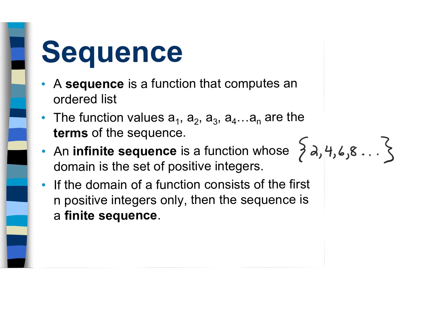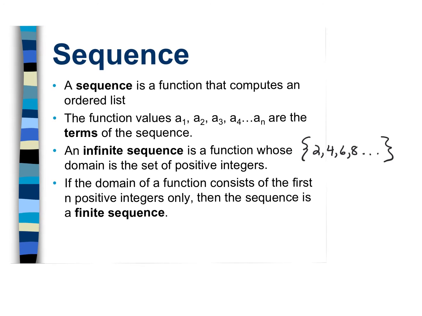A finite sequence is if the domain of the function consists of the first n positive integers only, then the sequence is finite. So let's say I said list the first 5 integers. A finite sequence would be like 1, 2, 3, 4, 5. So if it said list the first 5 positive integers, notice there's no dot, dot, dot. This would be a finite sequence where it ends. Infinite, it keeps on going. So I could keep going with that, 2, 4, 6, 8, 10, 12, 14, 16, and I could keep going, all the even numbers.